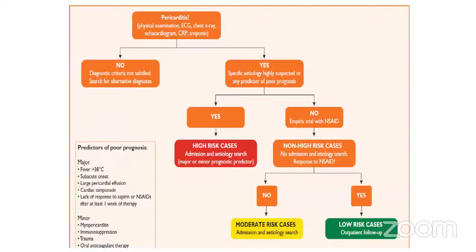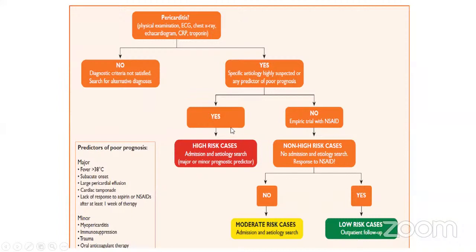So this algorithm is suggested for treatment of patients with suspected acute pericarditis. So if a specific etiology is not suspected, we are saying that this patient is having an idiopathic pericarditis, then we can start empiric therapy with NSAIDs. If the patient is not a high risk, then he can be discharged and followed in the outpatient setup. If the patient is deemed to be high risk, moderate risk, the patient has to be admitted, and an etiology of pericarditis should be searched.